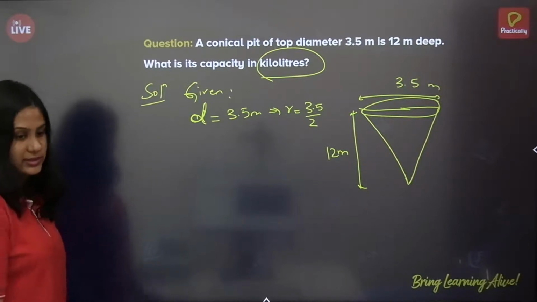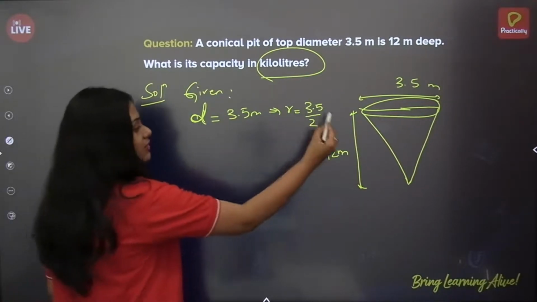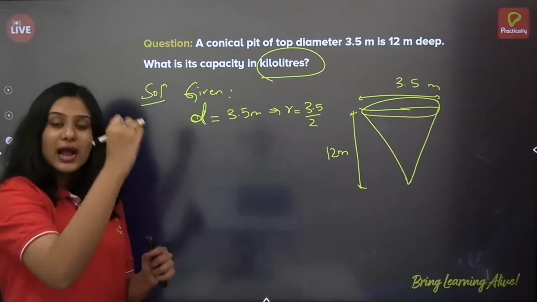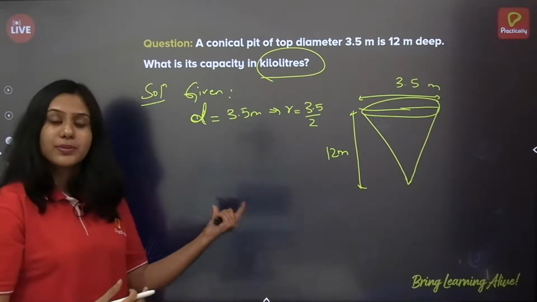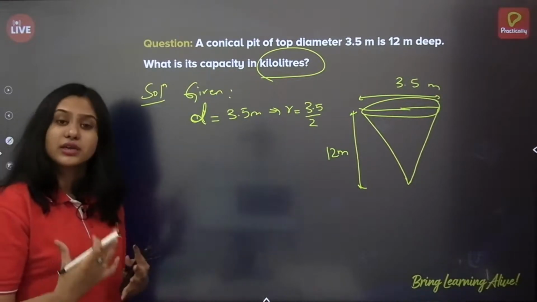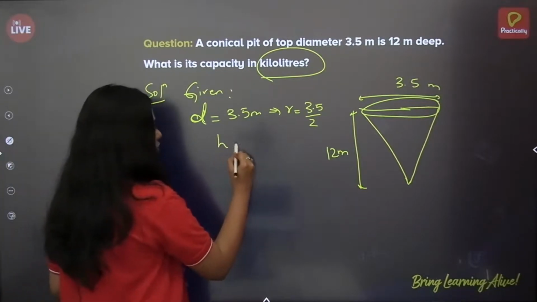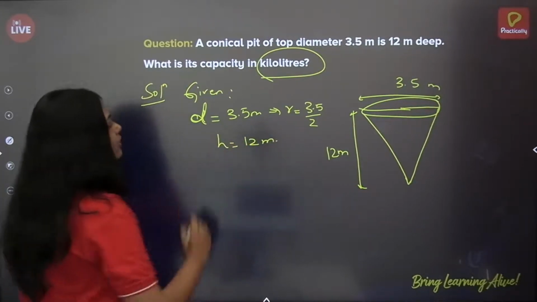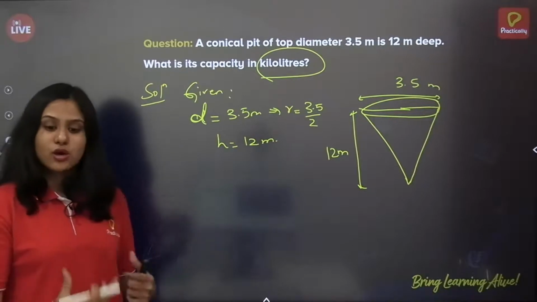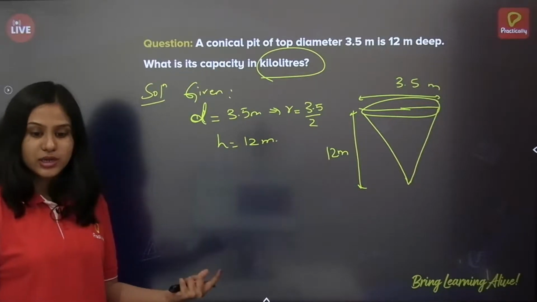Okay? And what else is given? Height. The depth or height is meant the same, correct? But we will represent it as h so as not to get confused. So, h is equal to 12 meters. Now, we have to find volume. Capacity or volume means the same in the question, correct?